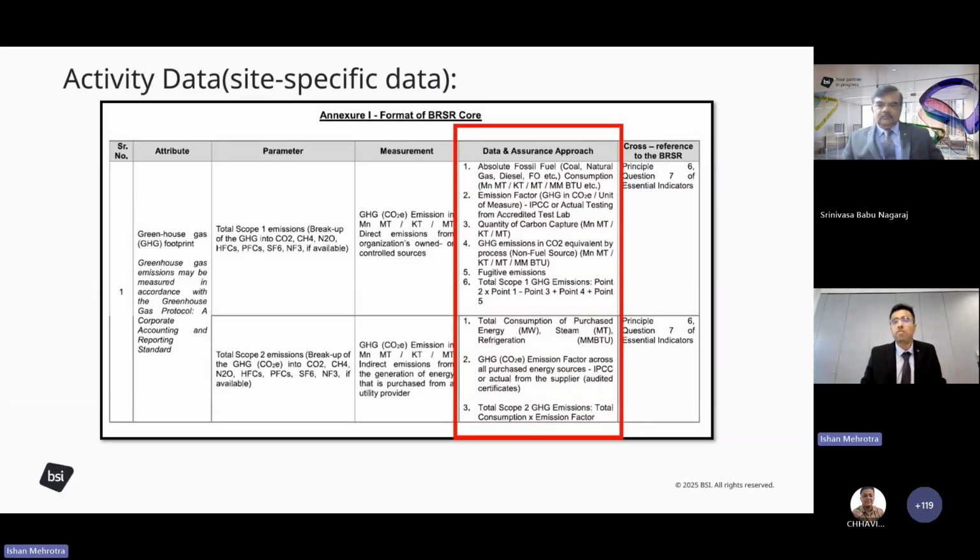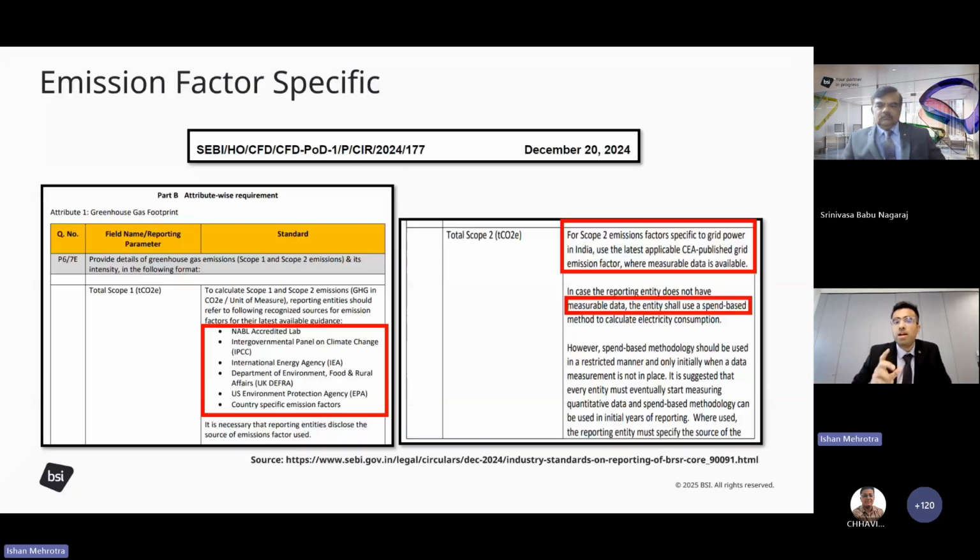One of the annexures of BRSR Core talks about the fuel quantity, the absolute quantity, the total consumption of electricity or the purchased energy. When it comes to the emission factor specifically, it was clarified in the Industry Standards Forum guidelines that for scope 1 emissions, the organization can use the sources for emission factors from their latest available guidance.